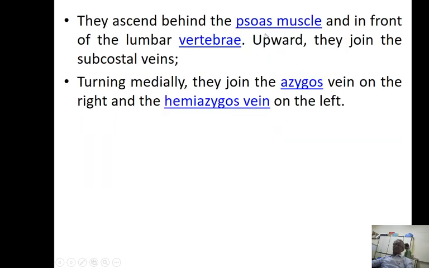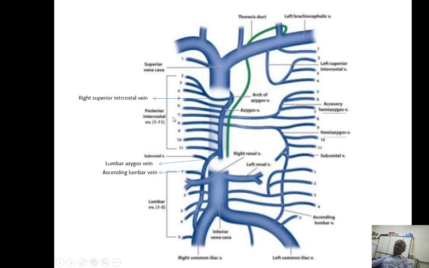They ascend behind the psoas muscle, in front of the lumbar vertebra. Upward, they join the subcostal vein. Turning medially, they join the azygos vein on the right side and the hemiazygos vein on the left side. So here we have the lumbar vein and the subcostal vein as the lumbar azygos vein.